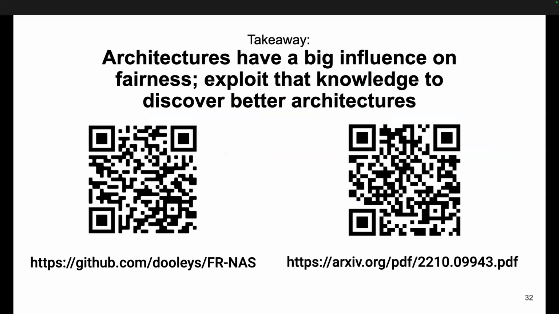So to conclude, the biggest takeaway from our work is that architectures have quite a big influence on fairness. And instead of having a fixed architecture and trying to change the in-processing, the pre-processing, and the post-processing pipeline, fair architectures and hyperparameters should be built from the ground up, exploiting the knowledge that we gained from our large-scale analysis and using AutoML on different applications.